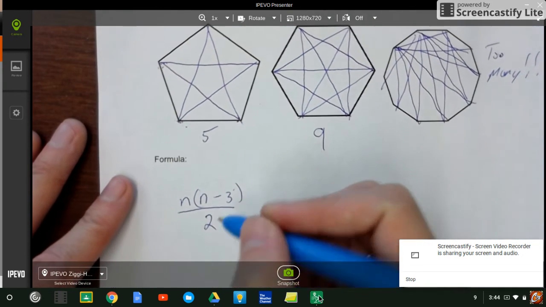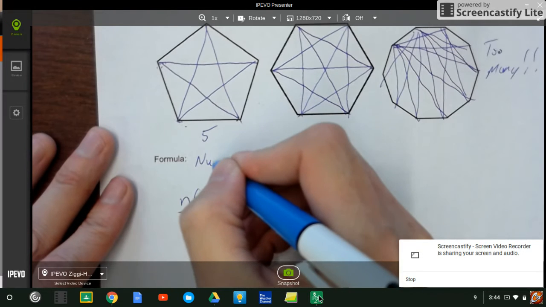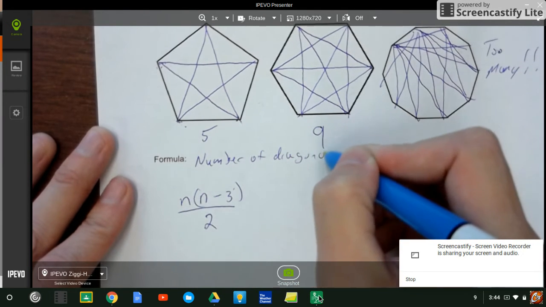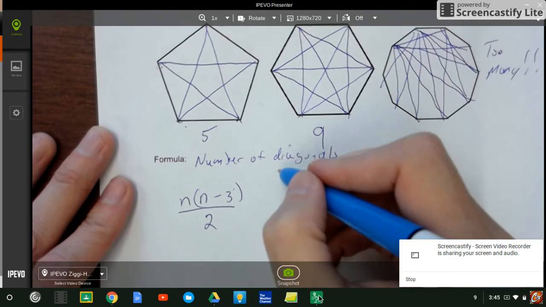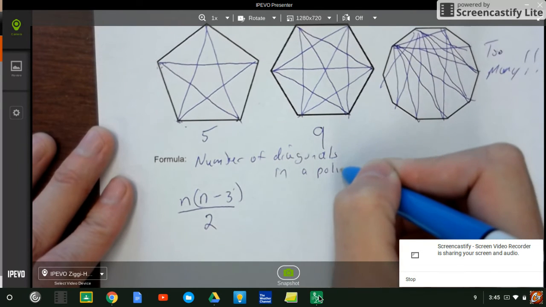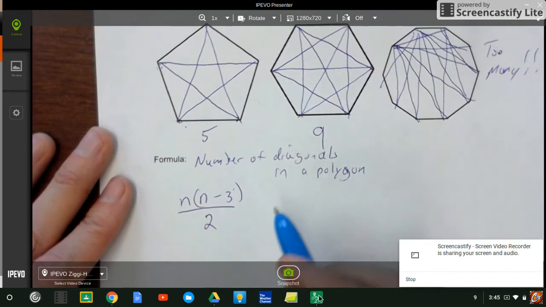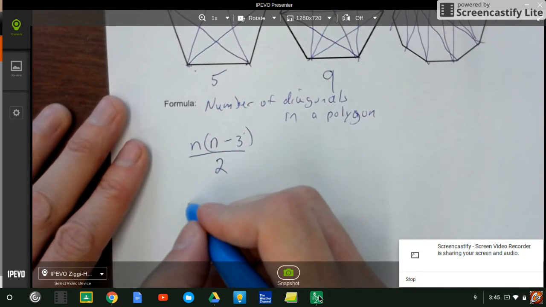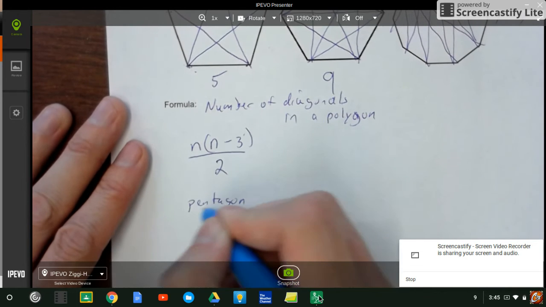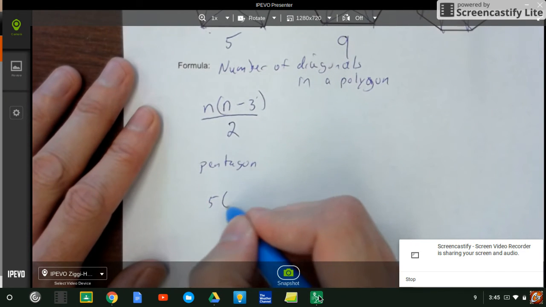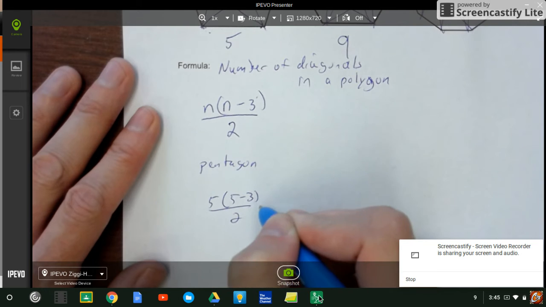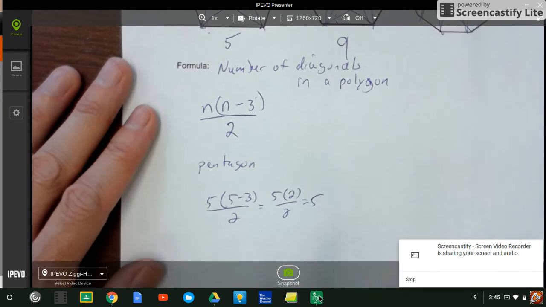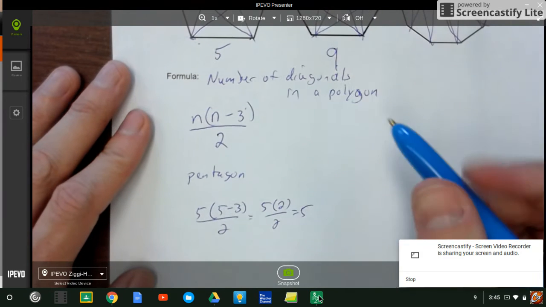And this is a formula. This will give me the number of diagonals in a polygon: n times (n minus 3) over 2. It's a lot easier than doing this a whole lot. So if we test that, our 5, so pentagon, if I test that, I've got 5 times (5 minus 3) over 2. Well, that's 5 times 2 over 2, which is 5. Well, that worked.